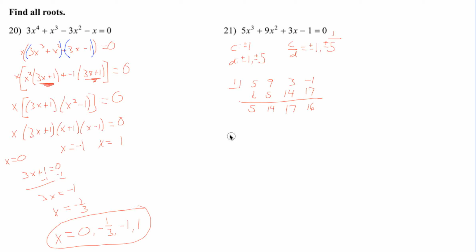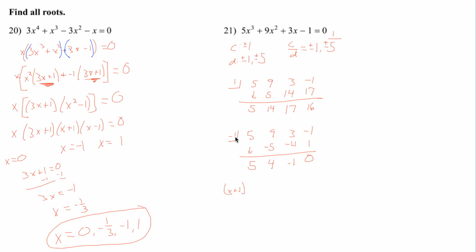Let's try negative 1. So we have 5, 9, 3, and negative 1. Bring down the 5. Negative 1 times 5 is negative 5. Add those together, we get 4. Negative 1 times 4 is negative 4. Add those together, we get negative 1. Negative 1 times negative 1 is positive 1. Add those together, we get 0. So negative 1 works. So we know that we have x plus 1 as one of our factors.